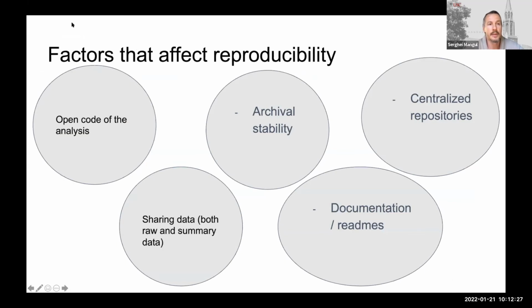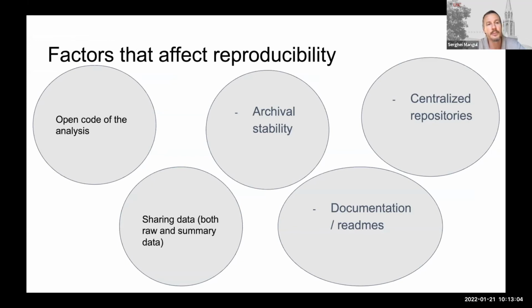Open code of the analysis, that's clear: you need the code to reproduce plots. Archival stability means, for example, do you share on GitHub? Then you're fine, GitHub will not disappear. But if you share on your personal website, and then you decide to switch jobs, close that website, or you're no longer paying for it, for any reason, that will disappear. So it's not archivally stable, and the community will lose access to your data and results.